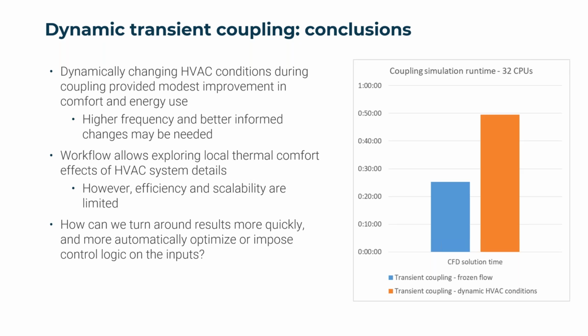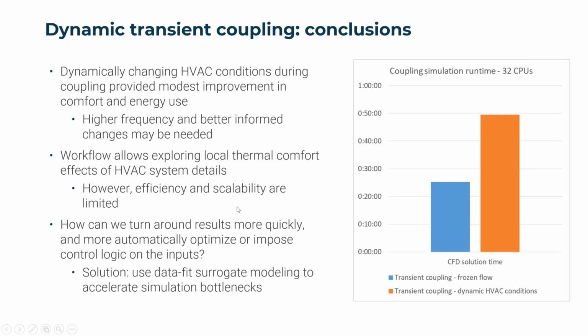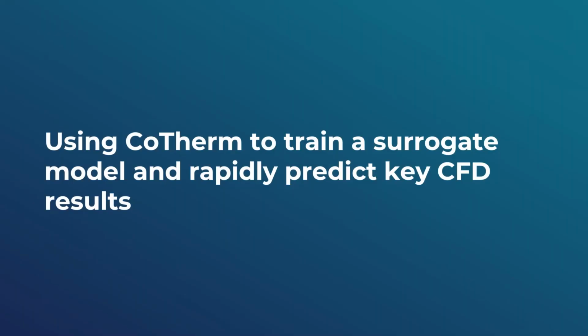So how can we turn around those results more quickly and add more automation or optimization to this approach? And the technique we're going to look at next is fitting a surrogate model to our CFD to speed up the simulations. So we'll show a few CoTherm features and processes that are designed for just that purpose, to train a surrogate model.